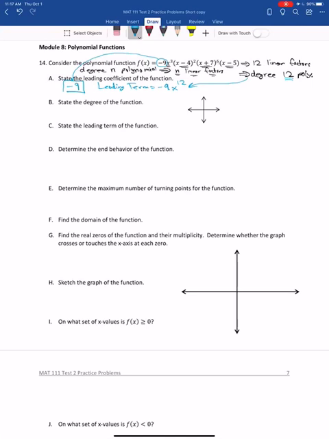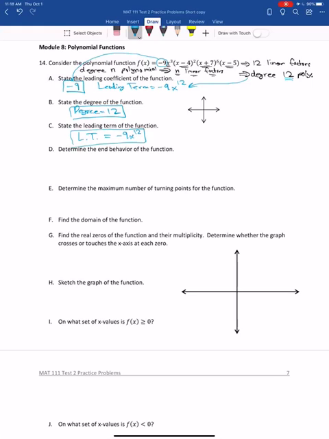Of course, part B says state the degree. So again, the degree is equal to 12. Degree, again, is the exponent from that leading term, the largest power that shows up in the polynomial. And here you can see it says state the leading term. So again, our leading term is the term negative 9x to the 12th power.